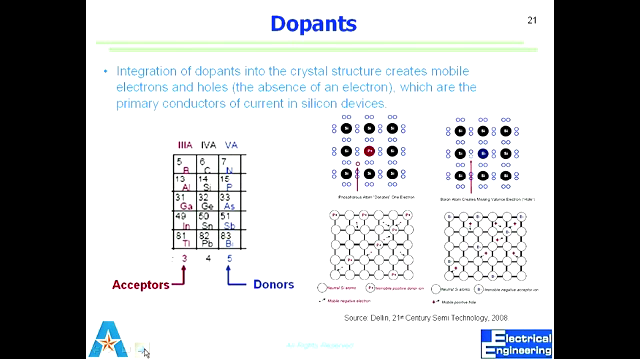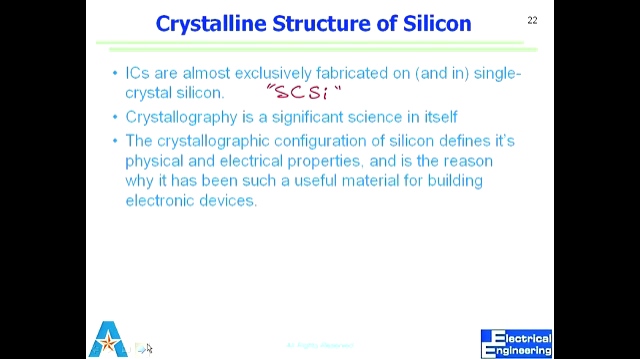So group 3 are acceptors, group 5 are donors. And again, in terms of electrons, they accept electrons, group 5 donate electrons. This is repetition, of course.